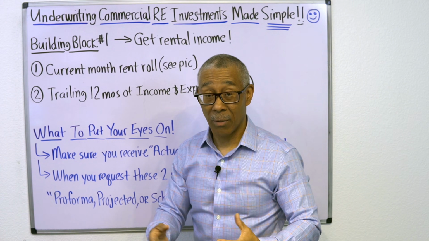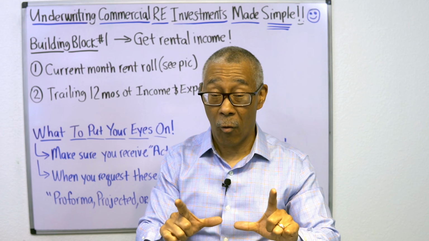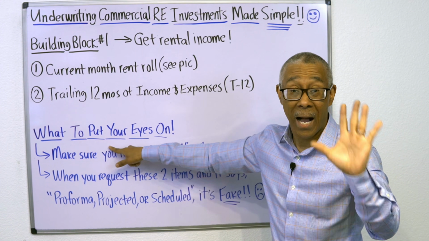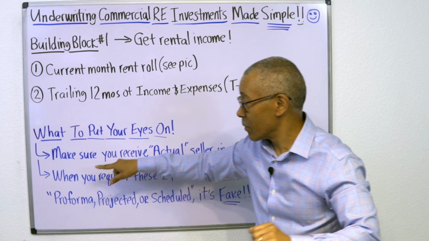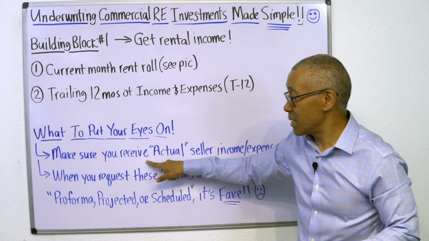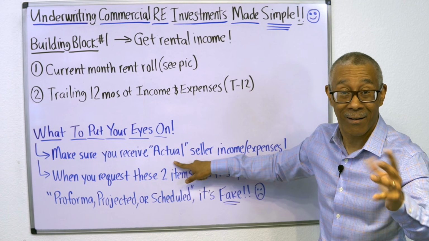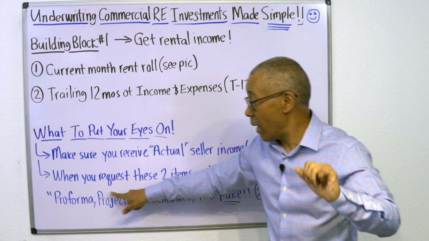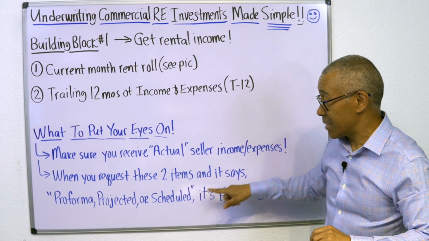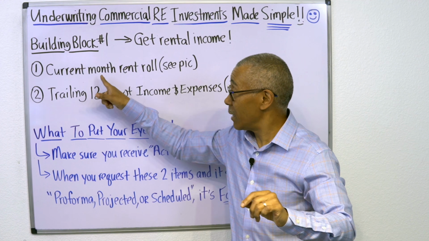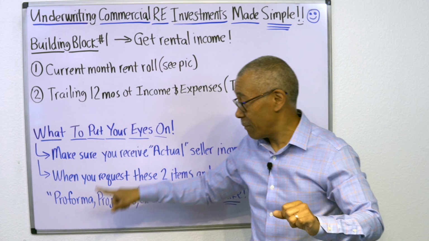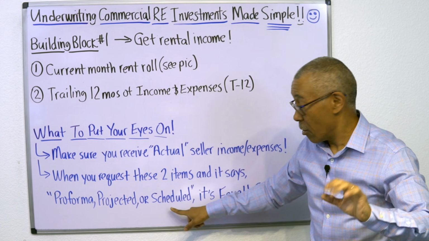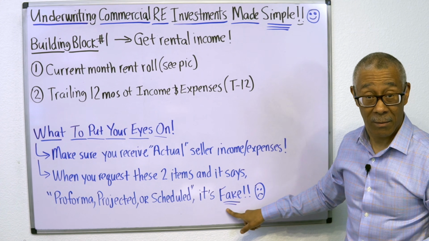Now, as I promised you, I want to share with you what to look out for to make sure you're building this block correctly. I call this what to put your eyes on, so be very particular. Number 1 is to make sure you receive actual, instead of fake, seller income and expenses. What I mean by that is when you request these 2 items, if you collect a rent roll or an income and expense statement and any of the verbiage on top of the page says Proforma, or the word projected or scheduled, it means it's fake. Do not use it.